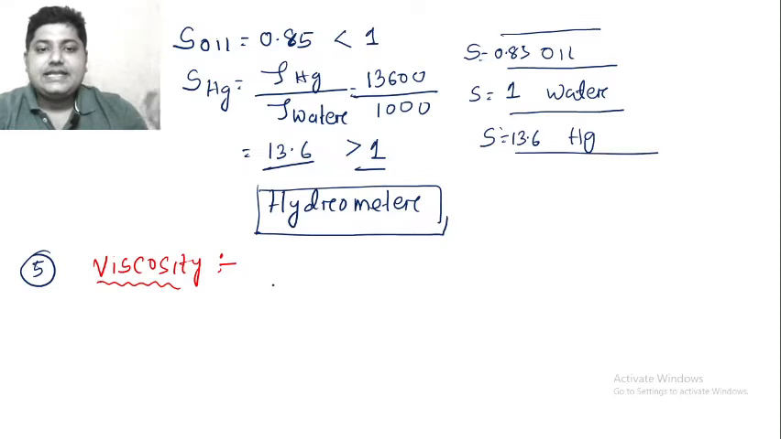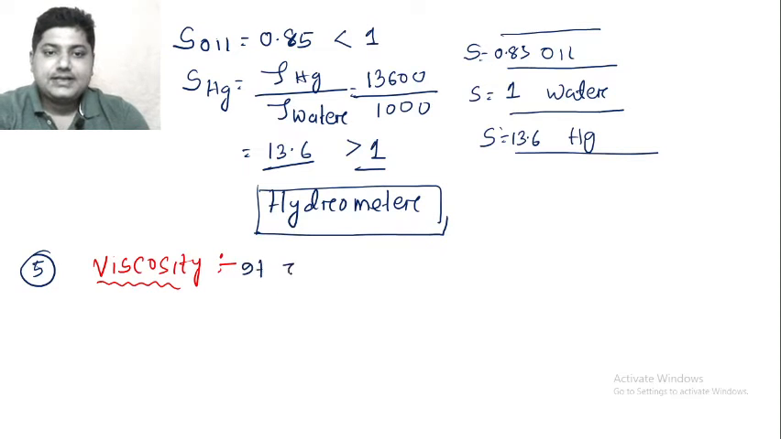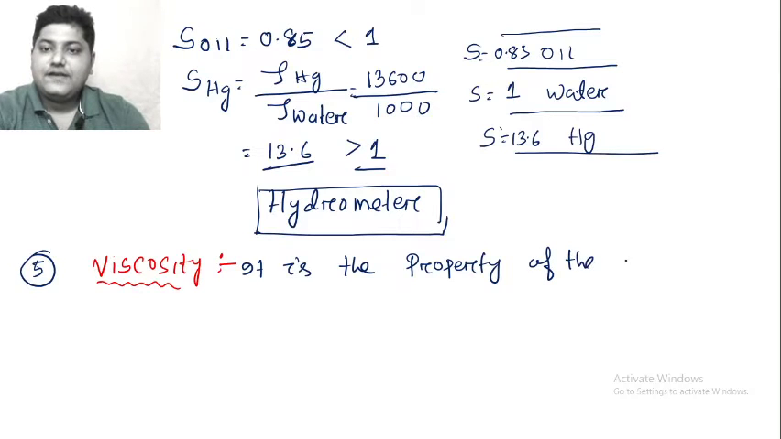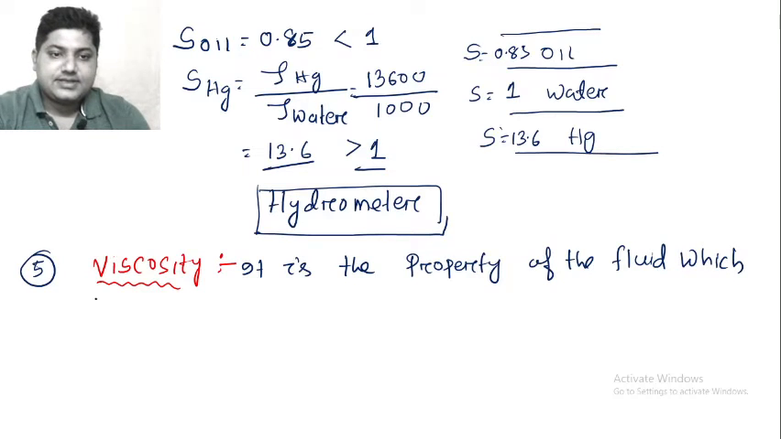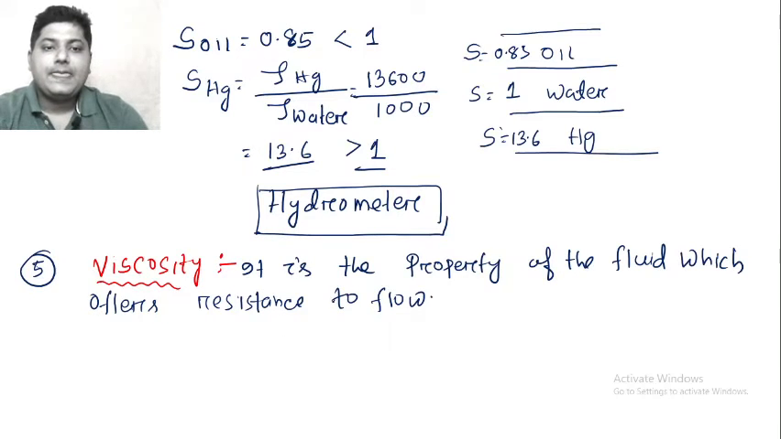Viscosity means it is the property of the fluid which offers resistance to flow. Okay, so viscosity means which offers resistance to flow. If the fluid has more viscosity, then obviously it will have more resistance to flow.